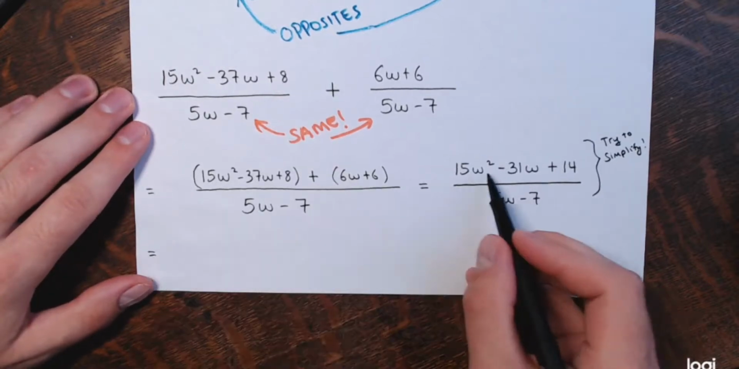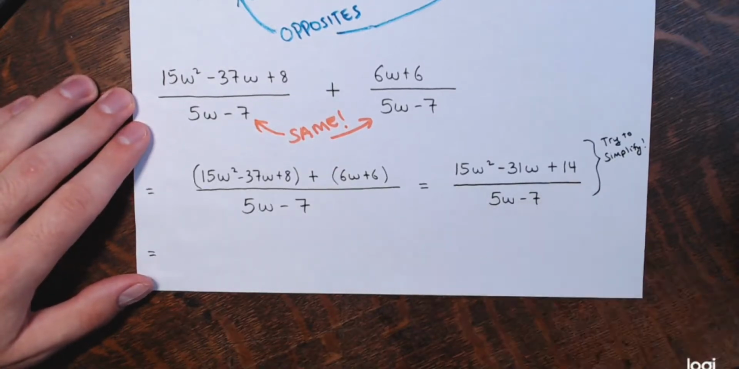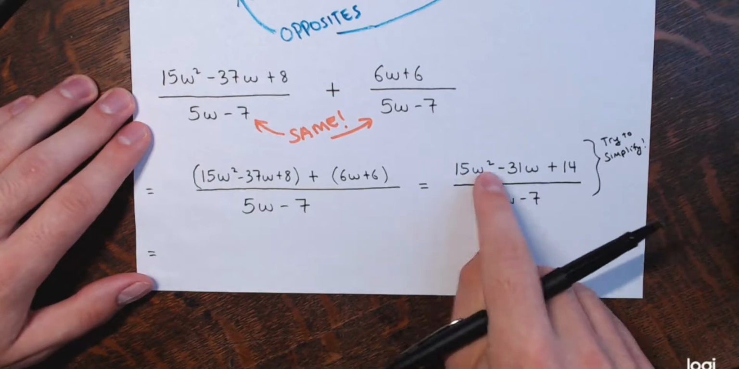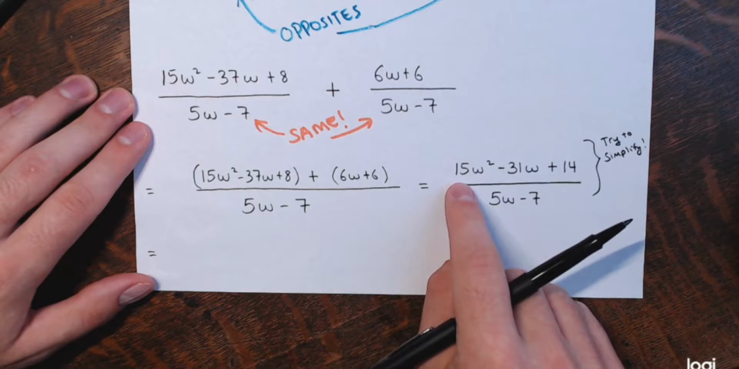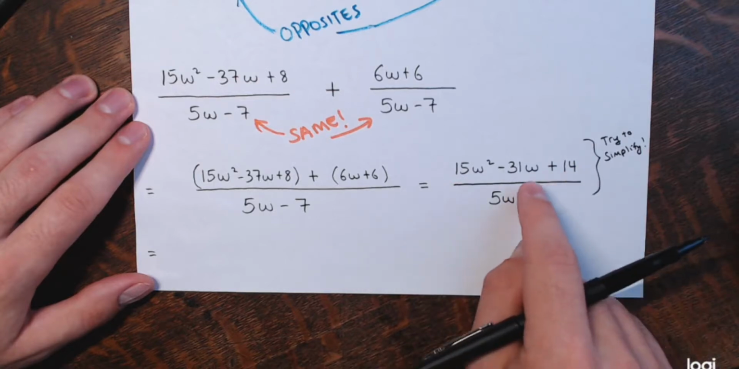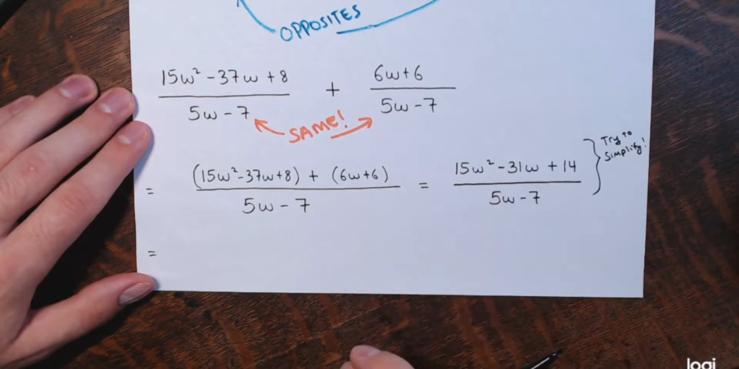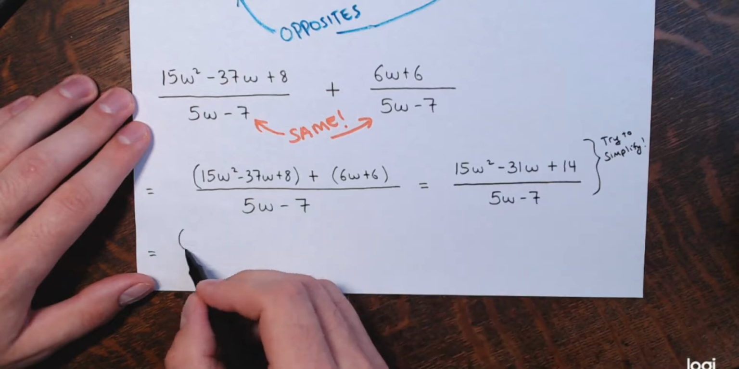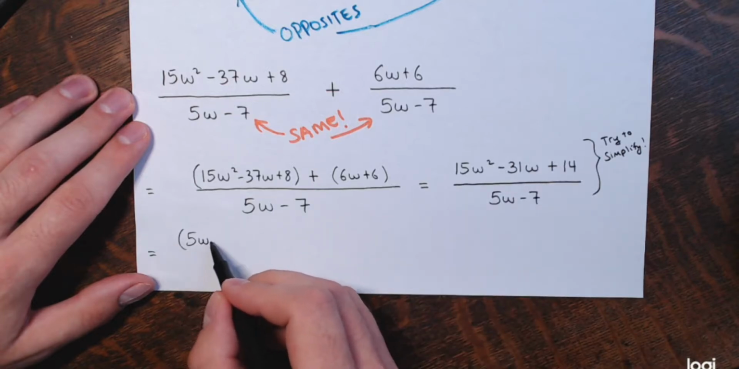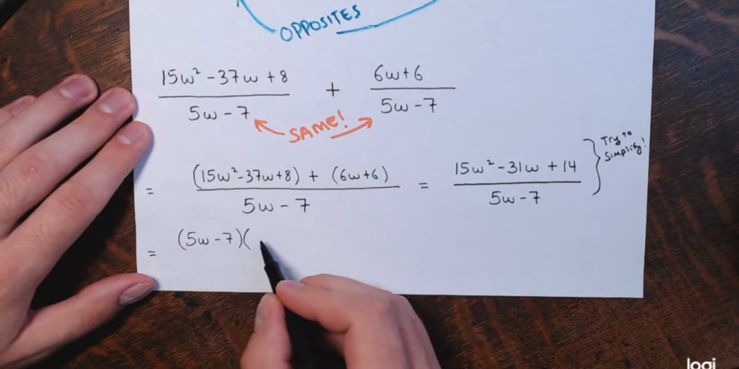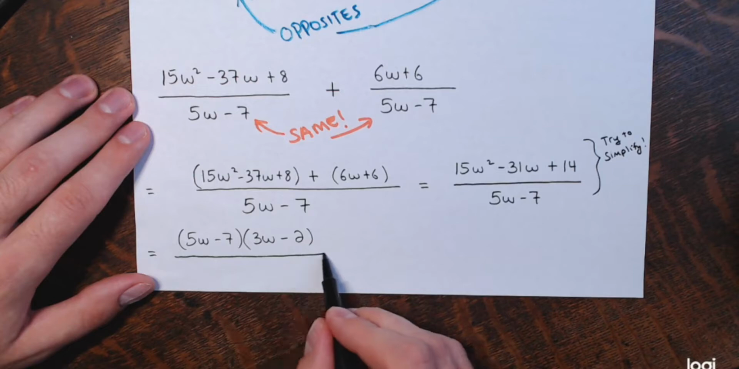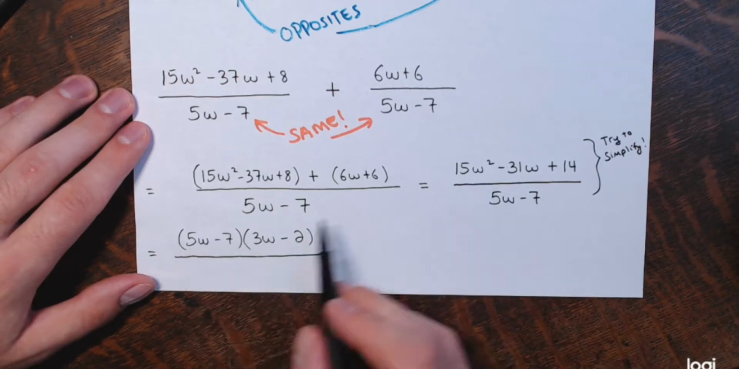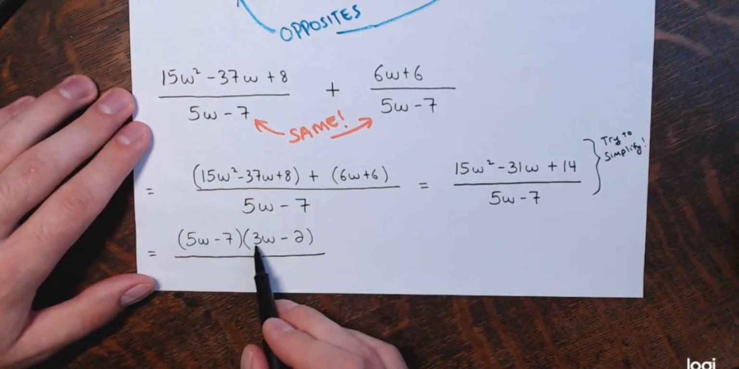You try factoring the numerator. I'll leave it to you, but I'm not going to go into the details. I'm assuming you know how to factor by now. If you were to take 15 times 14 and then find factors of that to add to negative 31, you could do that AC method or guessing and checking. But that'll factor to 5w minus 7 times 3w minus 2. And you can check this. That'd be 15w squared minus 10w minus 21w, which is minus 31w, and then plus 14.